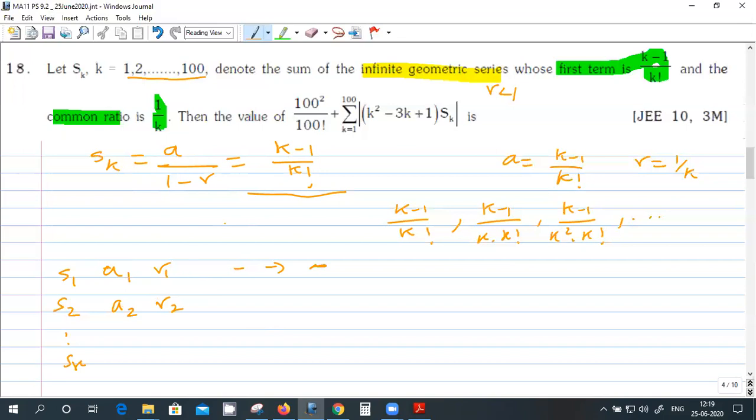See, the first series, the first term is 0 because you have to put k equal to 1. Okay, all right. So let us write for the general k series. It's a_k equal to (k minus 1) by k factorial, and 1 minus r is 1 minus 1 by k. So this is equal to, k minus 1 will cancel, k minus 1 factorial.